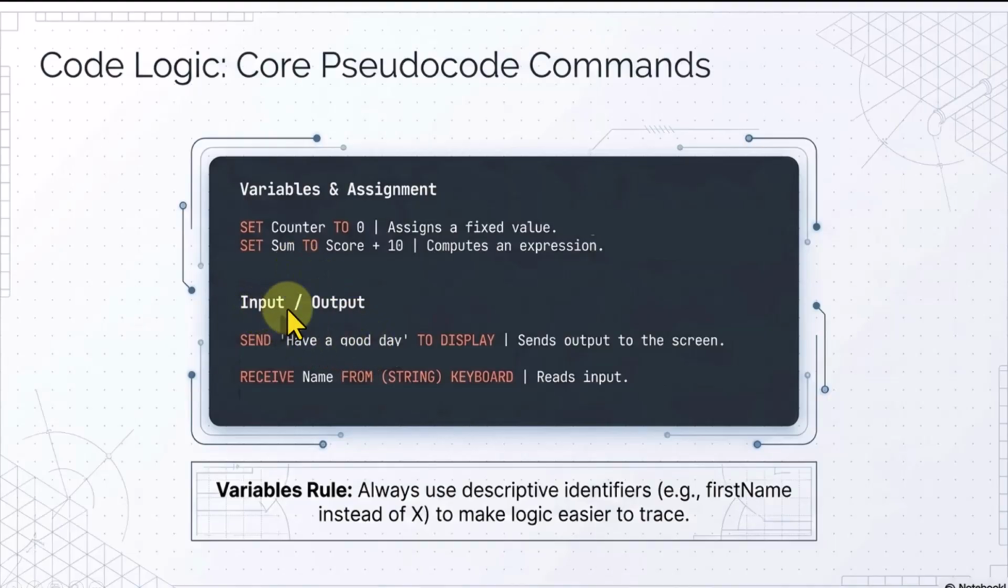Or for example, input and output. Send have a good day to display. Or receive name from string keyboard. It has to be a string, and you have to be descriptive about variable names. Always use descriptive identifiers, for example first name instead of only x. That makes your logic easier to understand and easier to trace.